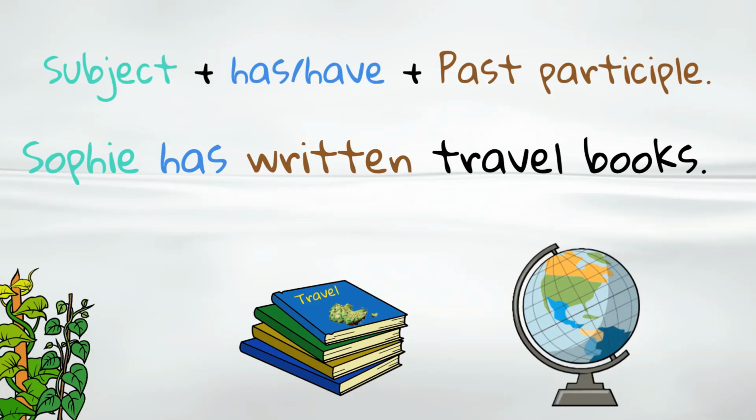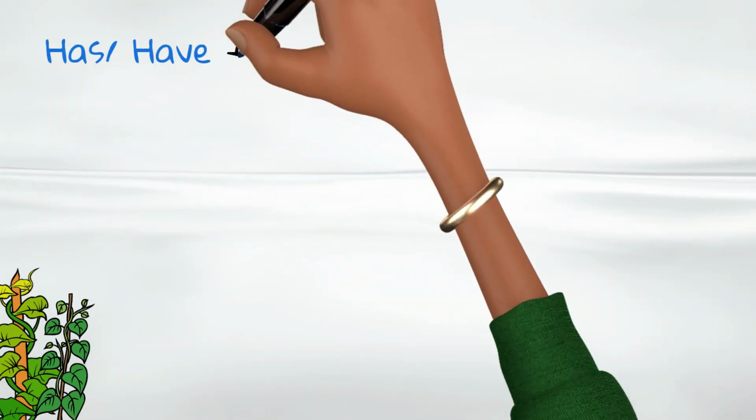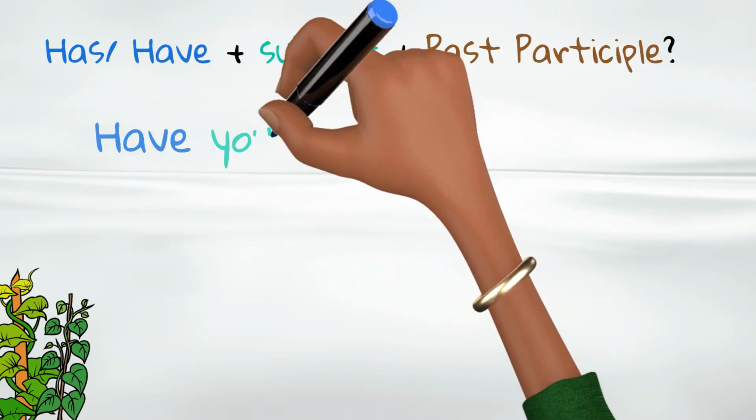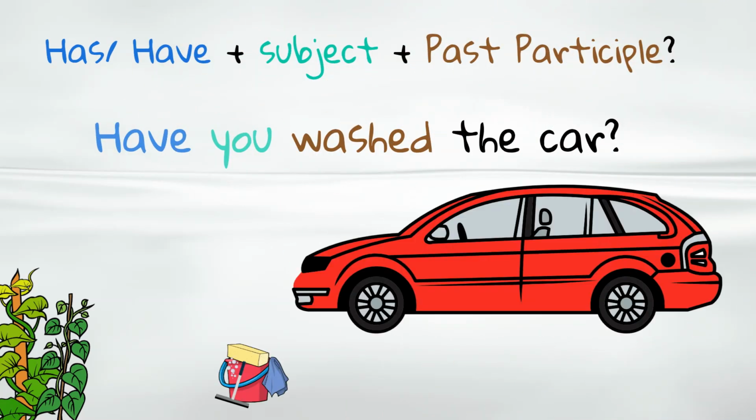Sophie, she's the subject, has, and not have, because Sophie is a third person singular, written, which is the past participle of write, and what has she written? Well, travel books. And now in the question form, has, have, subject, and past participle. For example, have you washed the car?